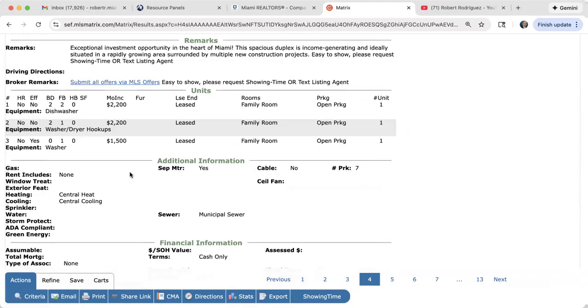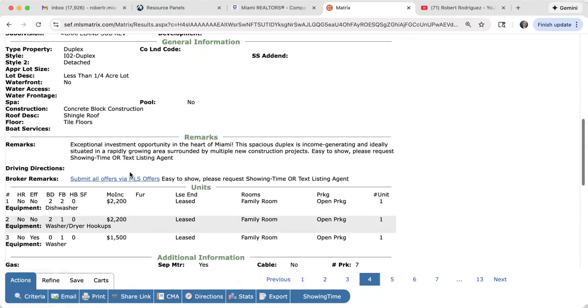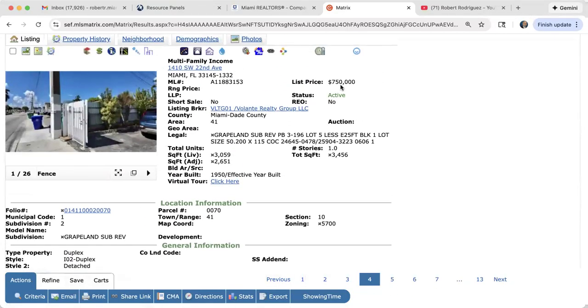If I use my calculator, 2,200 plus 2,200 plus 1,500, now we're looking at $5,900 a month times 12. That is $70,800. That's almost 10% of the purchase price. This is a good deal.